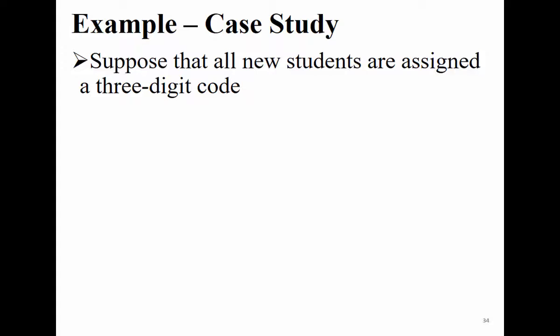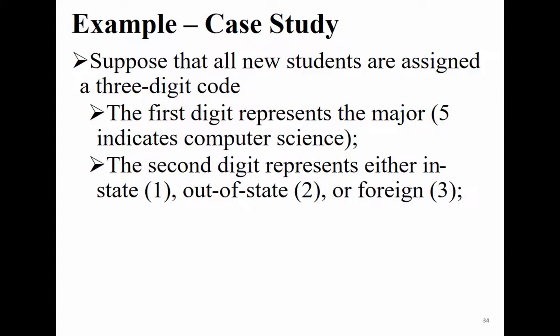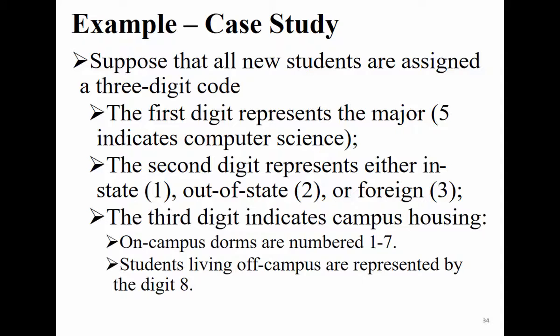Okay, this is a case study. Suppose all the students are assigned a 3-digit code, and the first digit represents the major of the students, 5 indicates computer science students. Then we have a second digit that represents either in-state, out-of-state, or foreign students. And then the third digit indicates the campus housing. So on campus, we will have 1 to 7, and students living off campus are represented by 8.